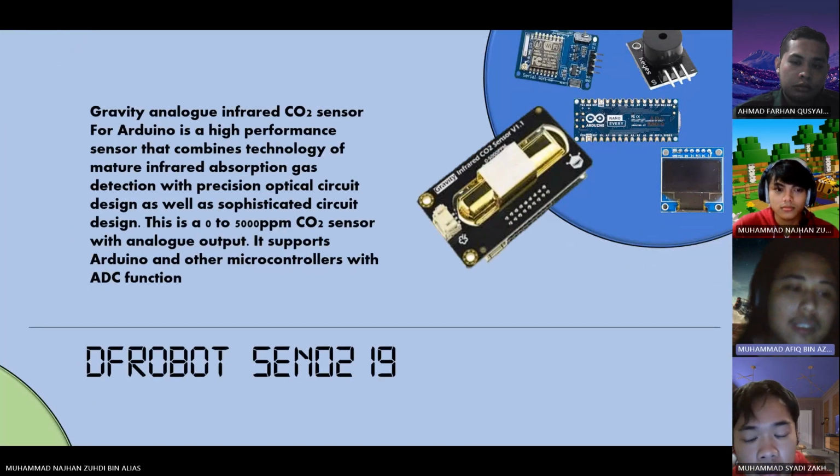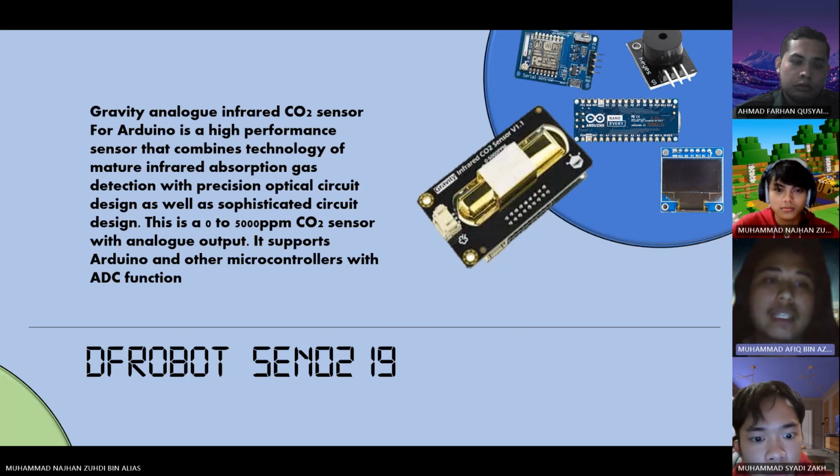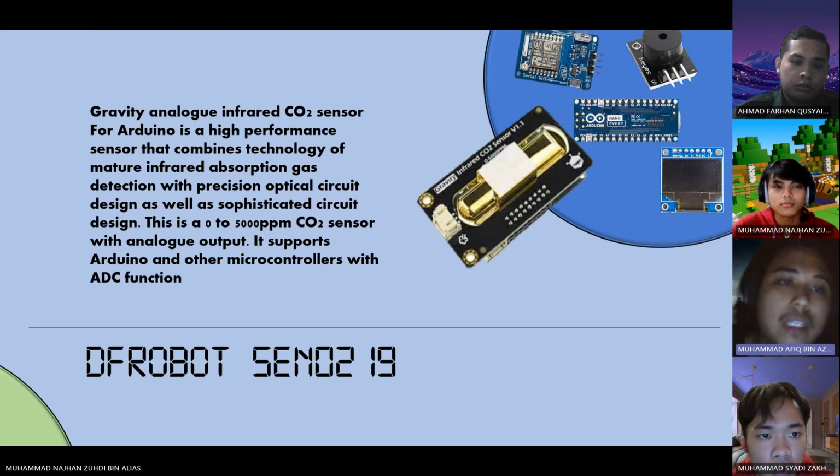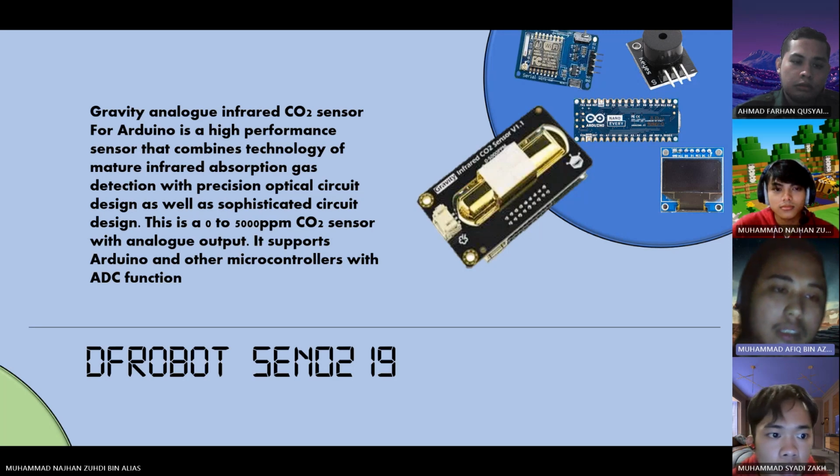So the next component is the DFRobot SEN0219. The Gravity analog infrared CO2 sensor for Arduino is a high performance sensor that combines technology of mature infrared absorption gas detection with precision optical circuit design as well as sophisticated circuit design. This is a 0 to 5,000 ppm CO2 sensor with analog output. It supports Arduino and other microcontrollers with ADC function.